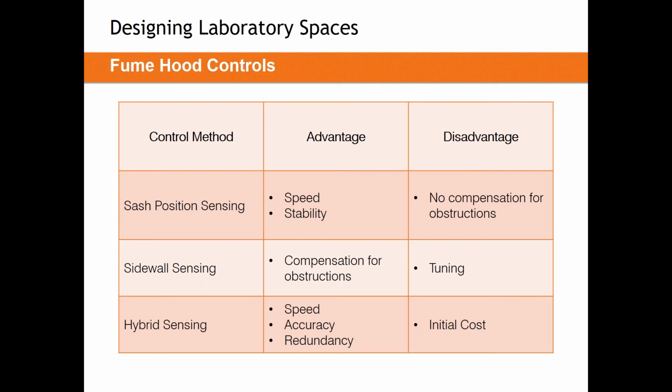Then there's hybrid sensing, which again combines the best of both worlds. It's fast and it's accurate, and it's now also redundant. So if one of your sensors fails or if somebody plays with that sash position sensor for some reason, you have the other sensor to fall back on to keep that fume hood working, saving you time and energy. The downside is you now require two sensors, which would have a bit of an impact on initial cost.